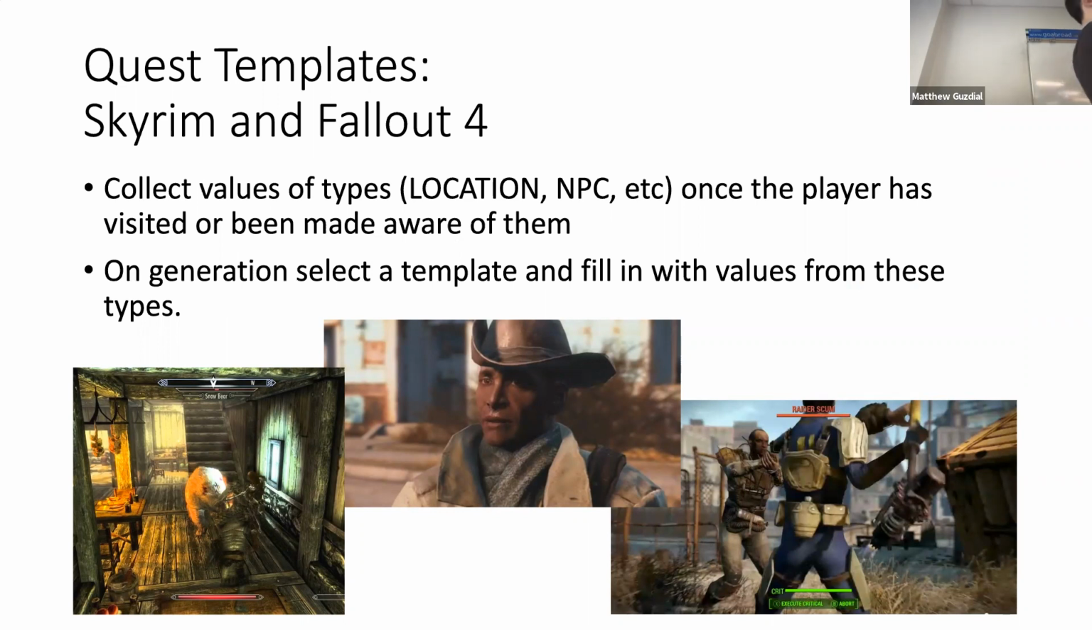But the basic idea is that you're going to be collecting values like location, NPC, etc. once the player has visited them or been made aware of them. And then on generation, you just select a template, like a bandit killing quest. You'd say, okay, I'm going to select the bandit killing template, and then I'm going to fill it in with a location I know you know about, and an NPC that I know you've met. And that's it. That's generation.